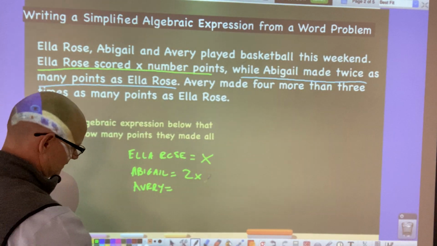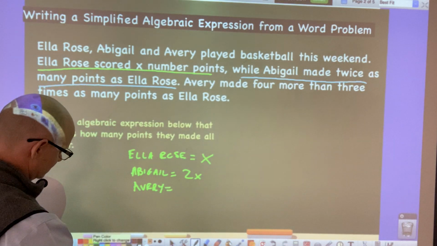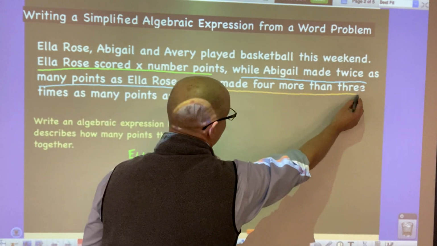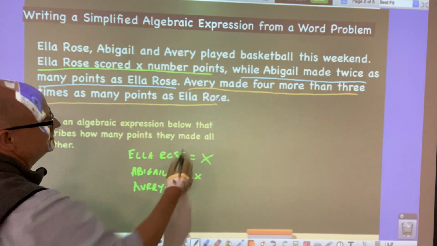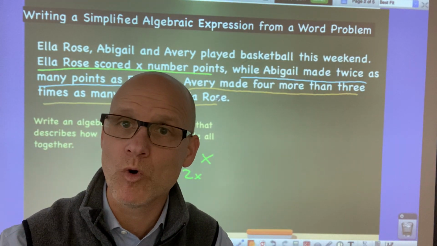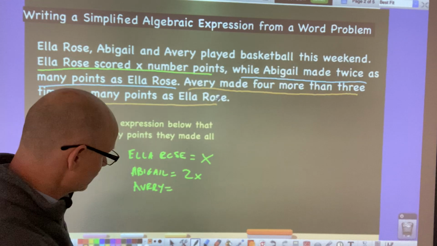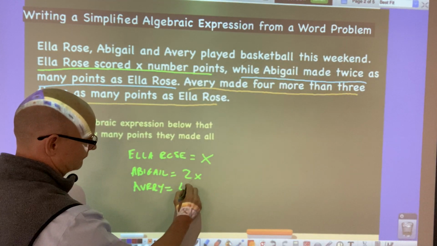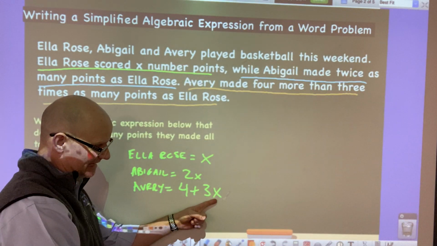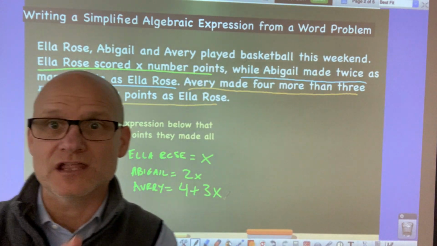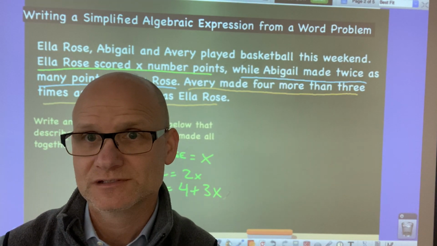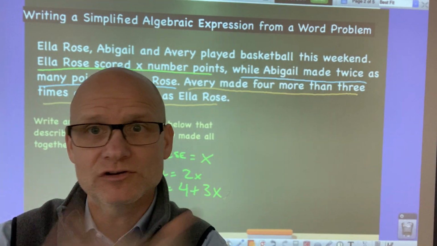Excellent. And then look at the third part of this problem. It says Avery made 4 more than 3 times as many as Ella Rose. Remember, Ella Rose is X, and Avery made 4 more than 3 times as many. So how would you write that? This is 4 more than 3 times Ella Rose. Ella Rose is the X. So I have written an expression for Avery, Abigail, and Ella Rose. Now, let's just simplify it. Just combine all your like terms.